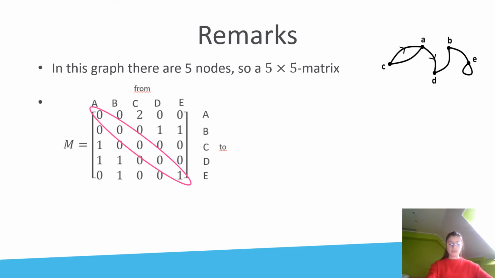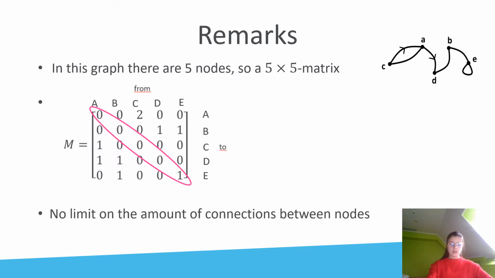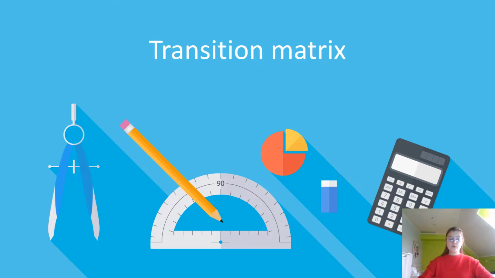In our matrix, we can see one element in the 5th column. This means that there is a loop at node E. You can use this method to check your exercise. In this matrix, the biggest number is 2, because there are 2 connections between A and C, but there is no limit to this. It is possible that there are 3, 4 or more connections between 2 nodes in the graph. Now we can start on the second kind of matrix, the transition matrix.